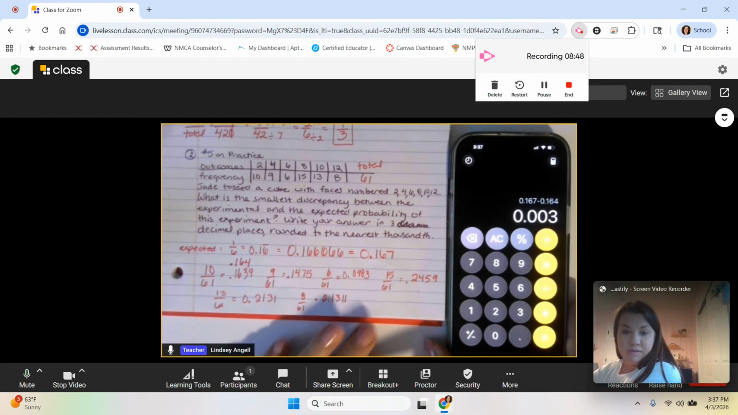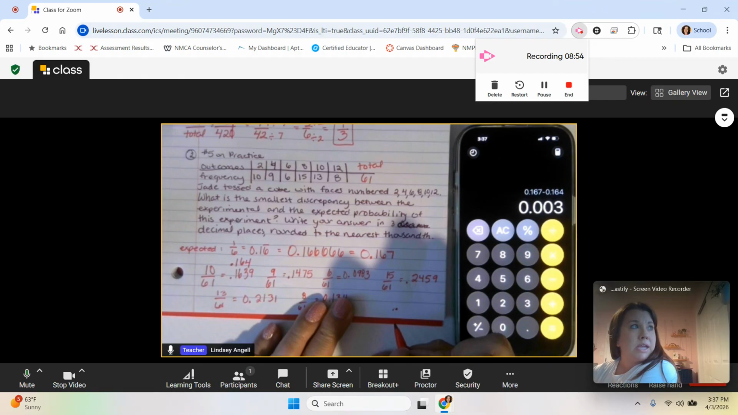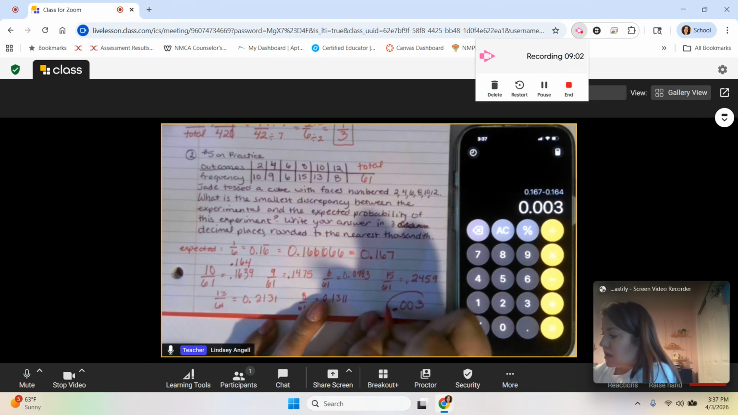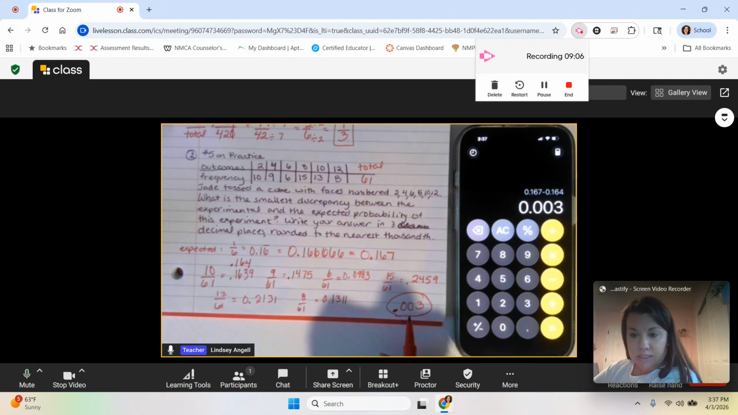Now, I didn't leave myself very much room, I apologize, but for your final answer, it says write your answer in 3 decimal places, right? And what is the smallest discrepancy? So the smallest discrepancy is this right here. That is your final answer on that one.